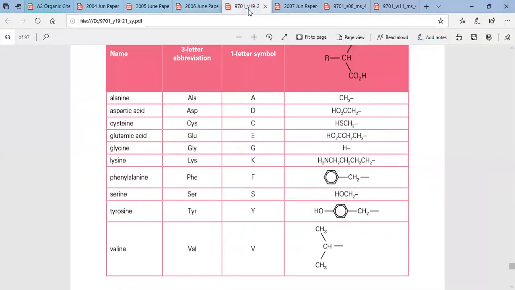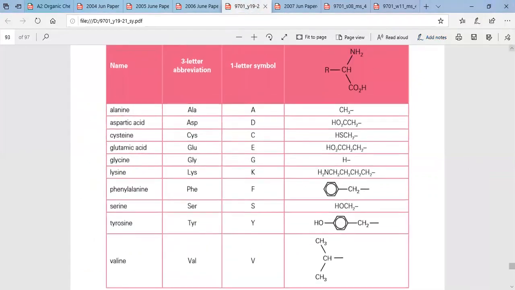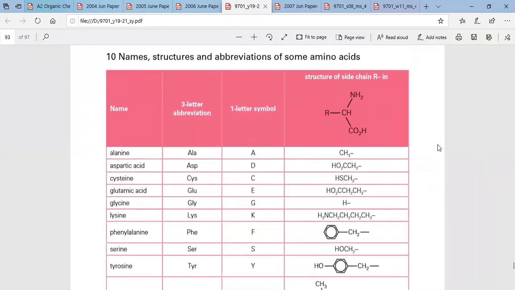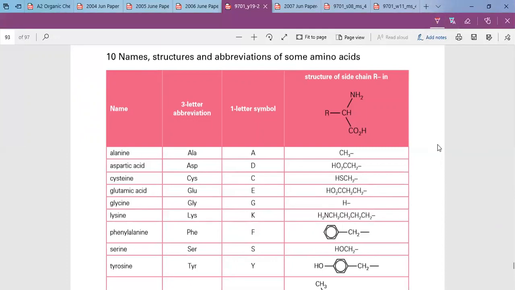Now, this is the data booklet, part 10. Look at this part 10. Here are the names, structures and abbreviations for some amino acids. Now look at here. This is the general formula. Okay, I need to add notes. Put down the black color. This is of course the general formula.